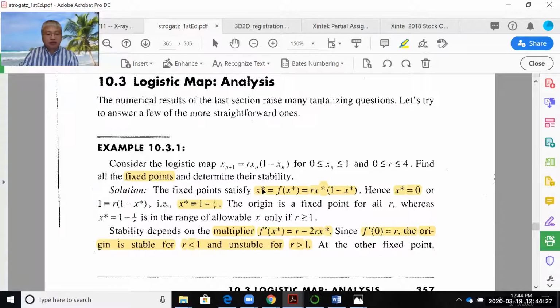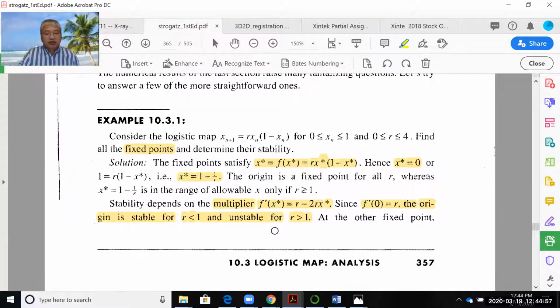Fixed point, of course, is simply determined by x star equal to f of x star. Then there are two fixed points: x star equal to 0, and x star equal to 1 minus 1 over r, just solving that equation. And then the stability of the fixed point is determined by the multiplier. So the multiplier simply says we're taking the derivative of the map and evaluating it at the fixed point.